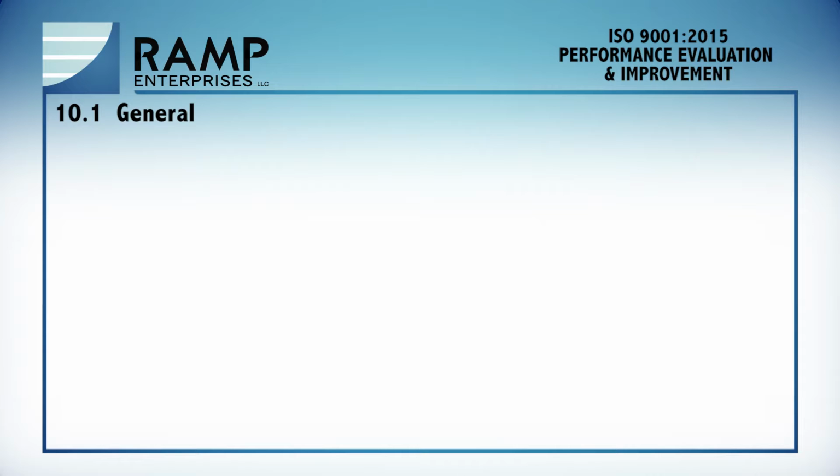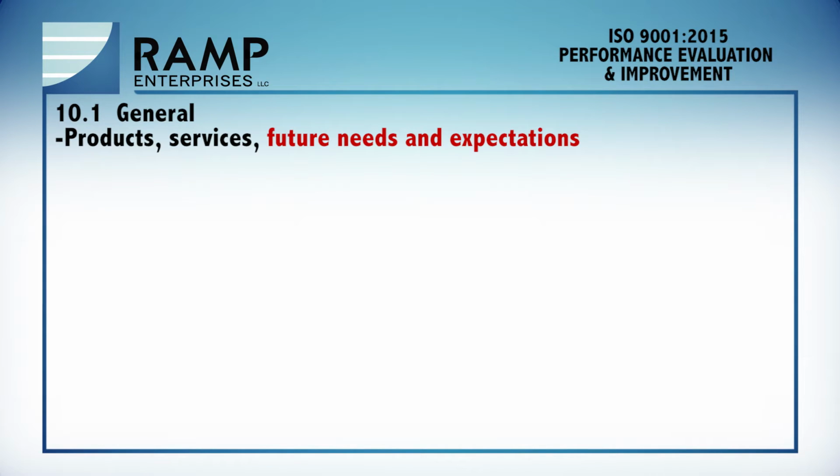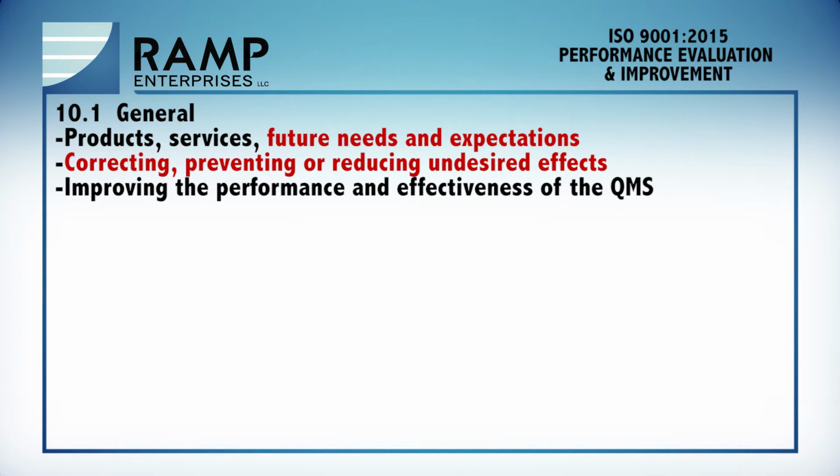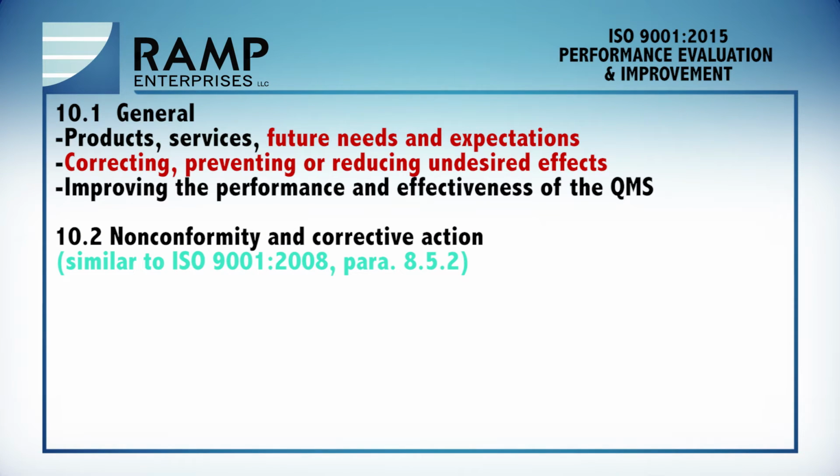Let's look at improvement. There are three sections. A general statement, products, services, future needs, and expectations. We need to look at correcting, preventing, or reducing undesired effects. We need to improve the performance and effectiveness of the quality management system. Next section, nonconformity and corrective action. Don't get confused by the title. They're just trying to marry nonconformities with the corrective action process. It's very similar to paragraph 8.5.2 of the previous ISO 9001.